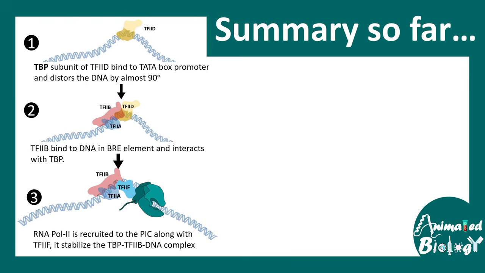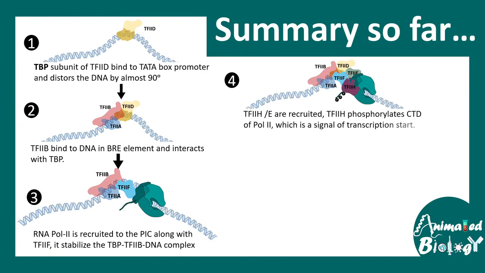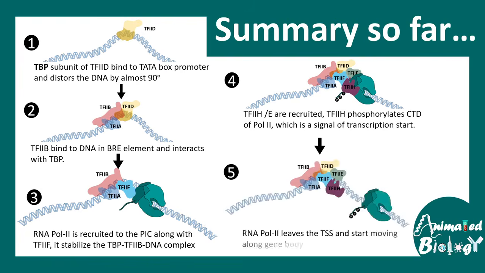It's important to note that the TBP, TF2B and DNA complex is stabilized by TF2F, which is really important for transcription initiation. Later on, TF2H, the biggest subunit of all these general transcription factors, has the kinase activity, so it can phosphorylate the C-terminal domain of pol 2, which is a start signal for the RNA polymerase to leave the promoter region and run along the gene body, and thereby transcription is initiated.